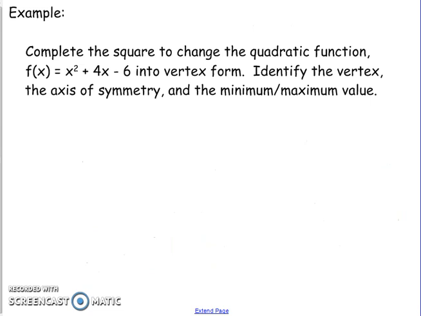All right, so let's look at this problem. Now we want to complete the square and change this quadratic into vertex form. And then we want to identify the vertex, the axis of symmetry, and the max or min value. Okay, so first thing we're going to do, rewrite this.